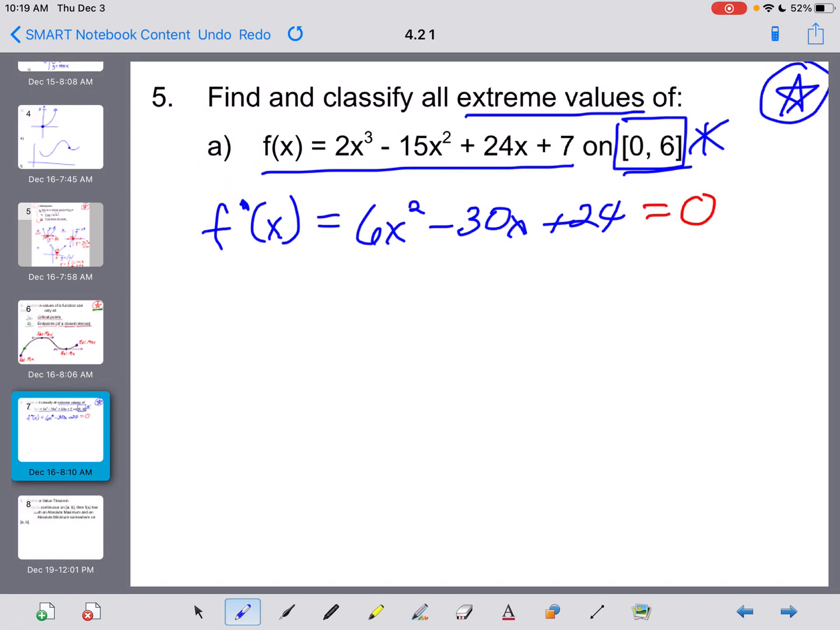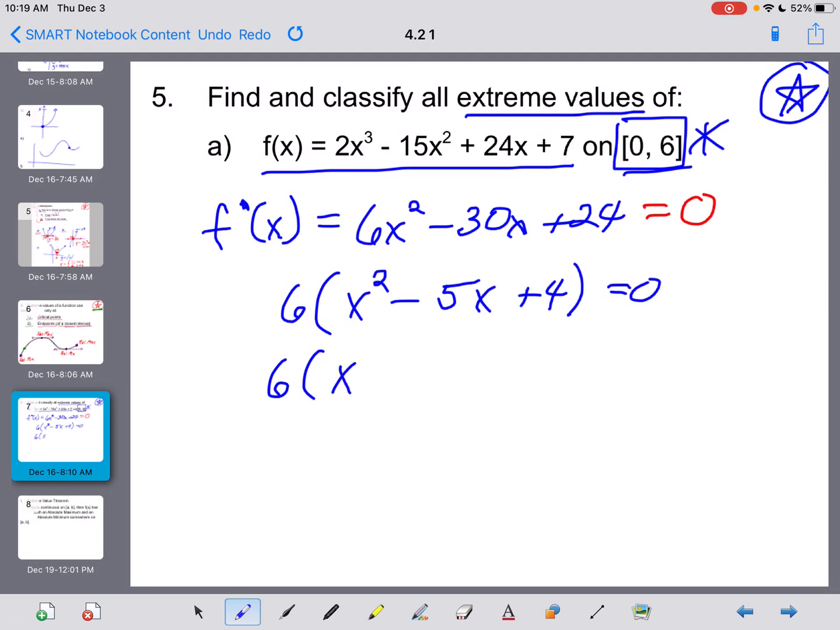So let's see what we can do to solve this. Now, if you were allowed to use your calculator, you could just type it in and solve that equation, but what fun would that be? I'm going to factor out the 6, and that'll leave us with x squared minus 5x plus 4, all equal to 0, and now that looks like a quadratic trinomial that is going to factor.